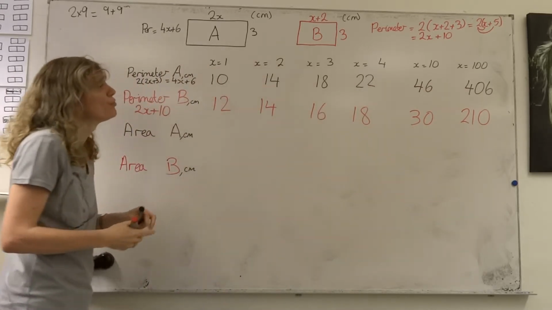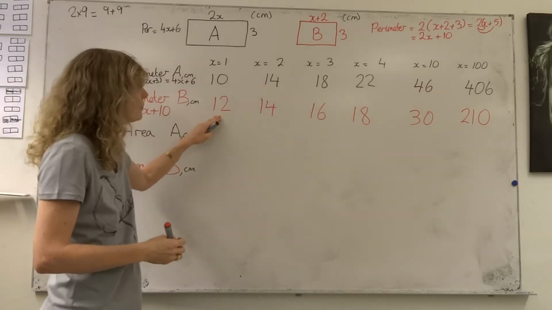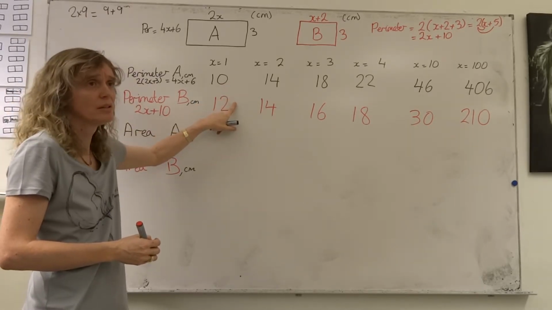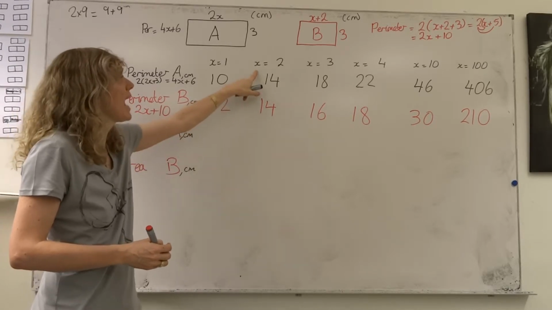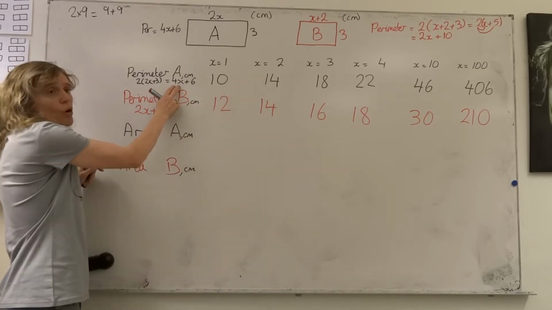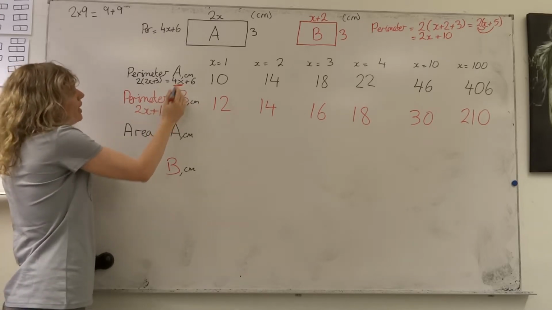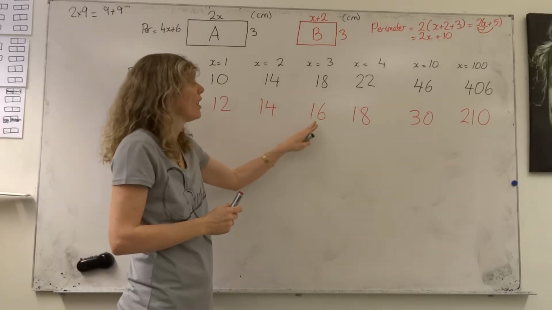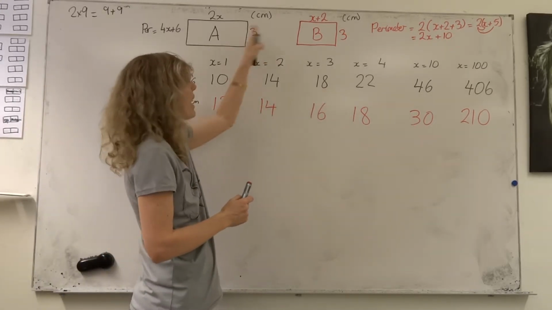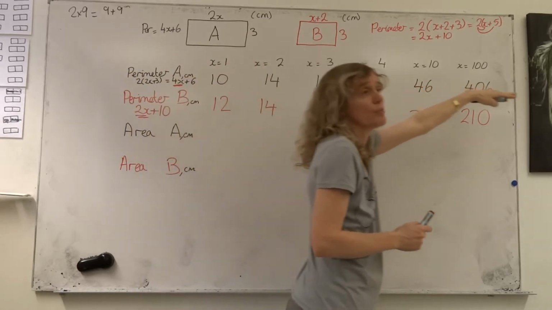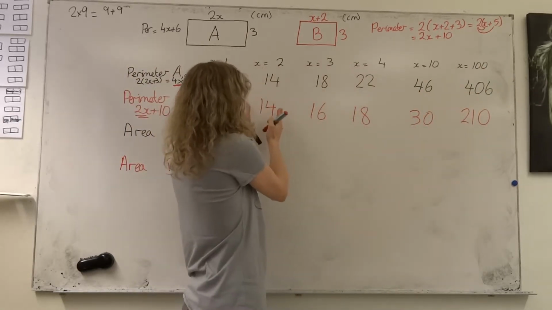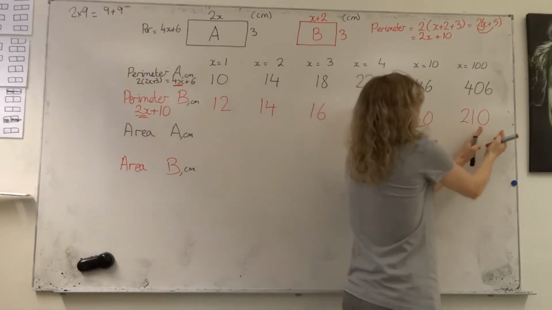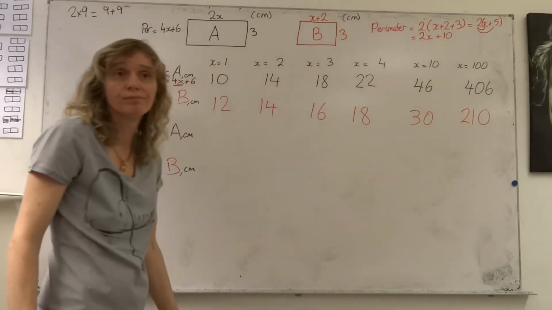So we can see that the perimeter of rectangle B is larger when x only equals 1. But as x gets larger, because here we've got 4 lots of x and here we've only got 2 lots of x, as the number of x gets larger, the rectangle with 4x is going to have a larger perimeter. That's what we'd expect. So this one starts larger, but as x increases, it gets a lot smaller than the other one.